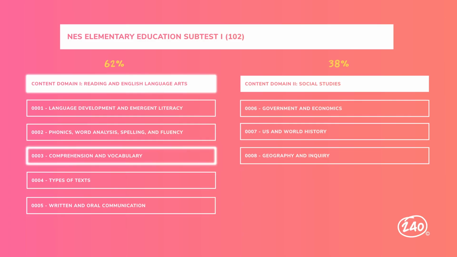The third competency in Domain 1 is comprehension and vocabulary. This covers the different kinds of comprehension and strategies for promoting students' comprehension skills. It also includes techniques for developing students' vocabulary, which is where we're going to focus in this video.